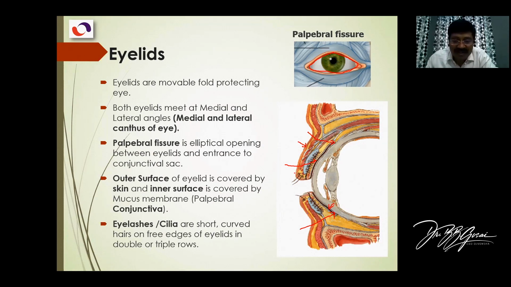And as you can see, these are the eyelashes. Eyelashes are cilia. They are short and curved, as you can see here. But this curve should be outwards. If the eyelid turns inwards, then these eyelashes will irritate the cornea and cause trouble. So this is about the eyelash. This is, in a nutshell, just an overview of the eyelid. Let's see a little more detail.